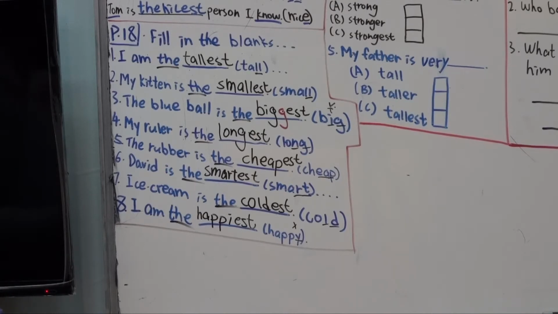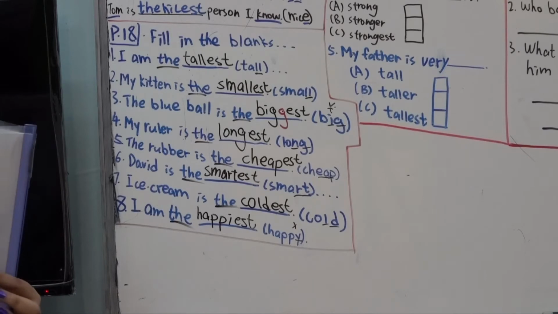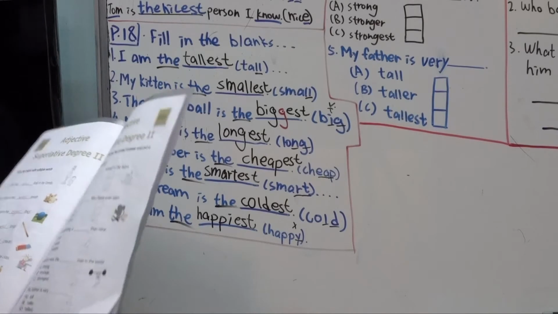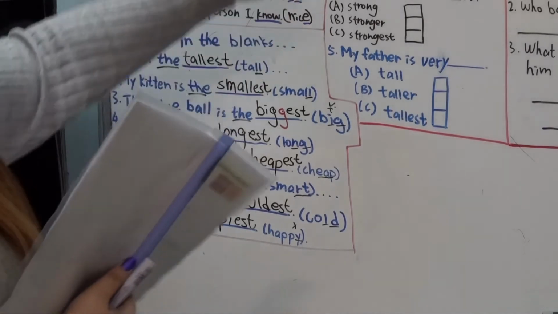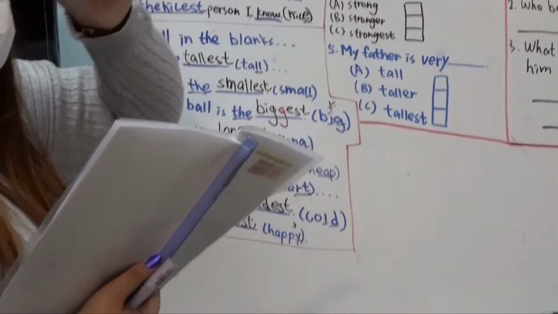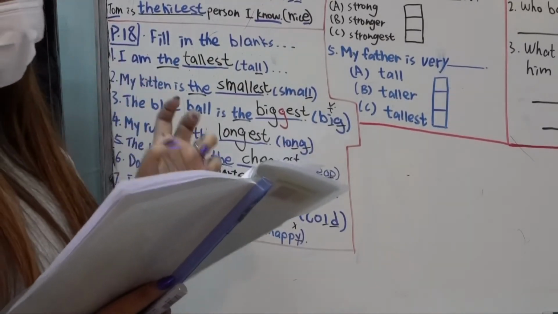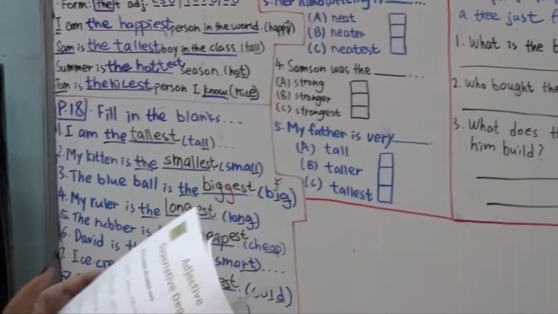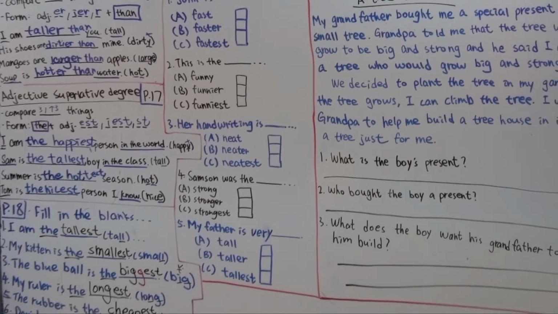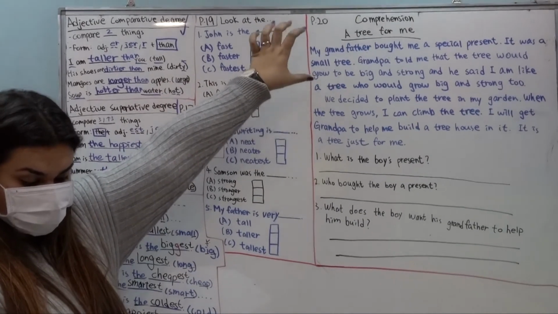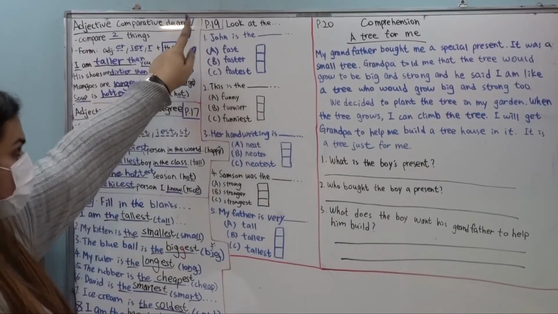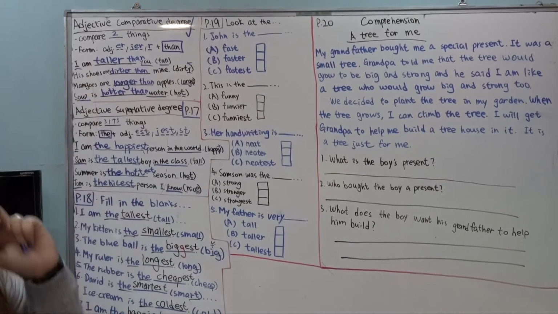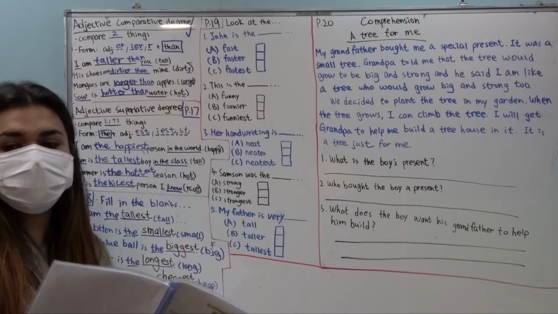Done? Okay. If you're done, then please look at page number 19. On page number 19, you have to look at the pictures and choose the correct answer and put a tick in the box next to it. So you have to look at the pictures next to the questions, and read and choose the suitable adjective for each question, all right? For each question.